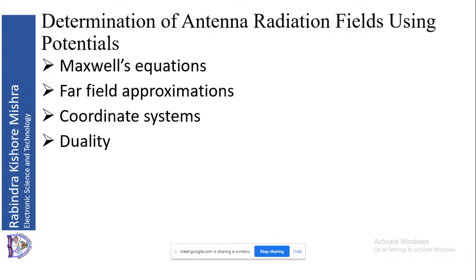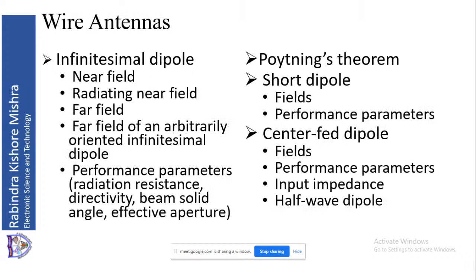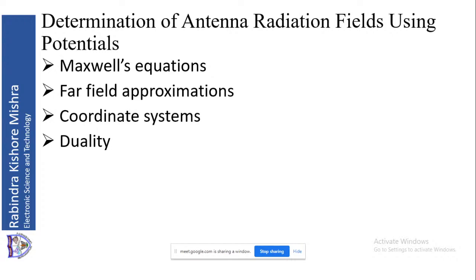So then, come to the far field approximation. The important parts are Maxwell's equation, then far field approximation, then use of coordinate system, particularly spherical coordinate system, to find out the far field, then duality. And duality is the duality of electric and magnetic fields. Particularly this is important for the aperture antenna.